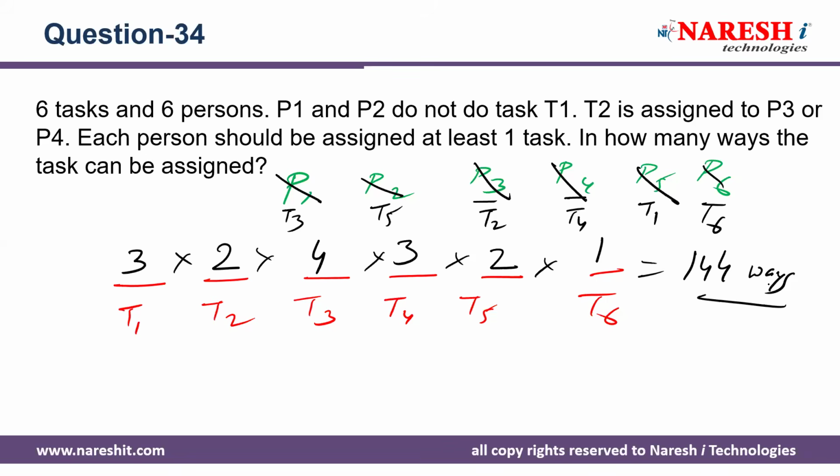Who are those three people? P4, P5, P6. Out of that, I've given task 1, so three options. I removed P5, assuming that P5 got task 1. Third, fourth, fifth, and sixth task has no conditions. Anyone can do. So for task 3, remaining four people, then 3, then 2, then 1. Multiply everything: 144 ways.